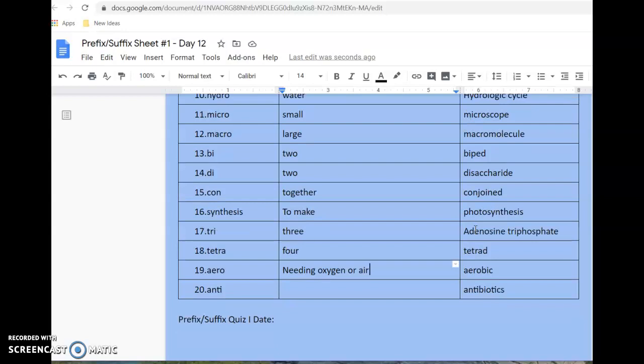Now your last prefix suffix is anti, as in antibiotics, antisocial? Anti means against. So if you look at the word antibiotics, antibiotics literally means against life.